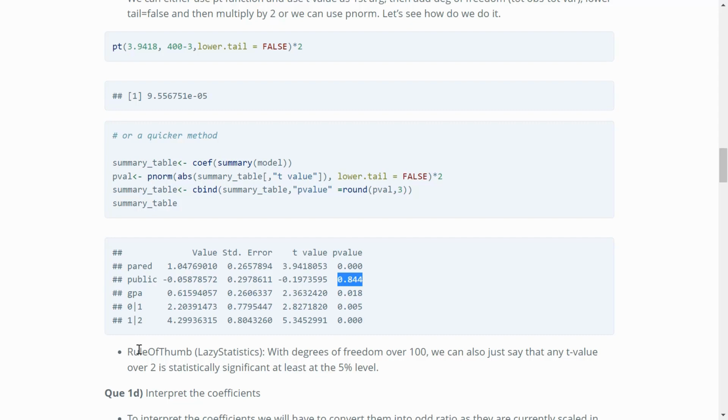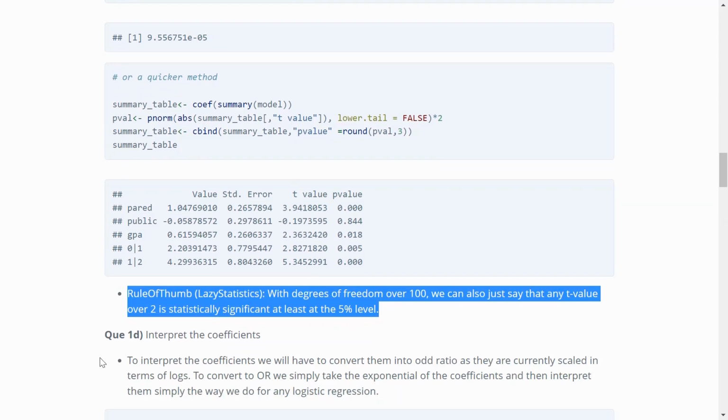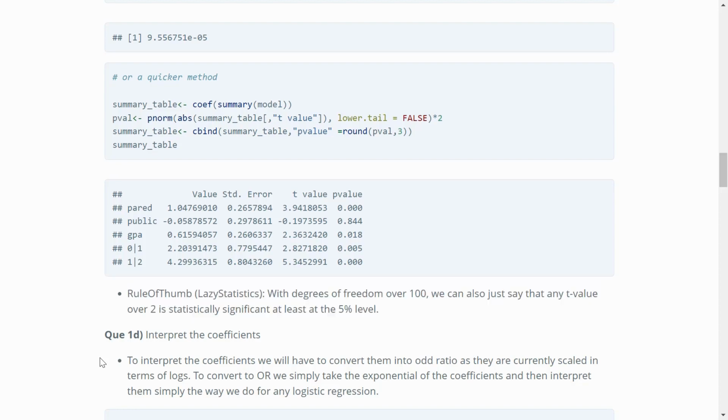Now there is a rule of thumb as well which can be used instead of doing all these things. It says with degrees of freedom over 100, we can also just say that any t-value over 2 is statistically significant, at least at the 5% level. Now we will move to next question.